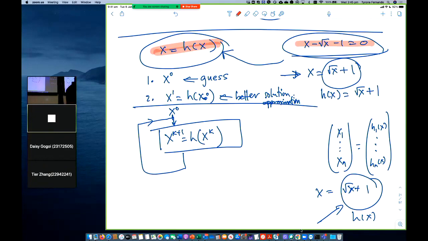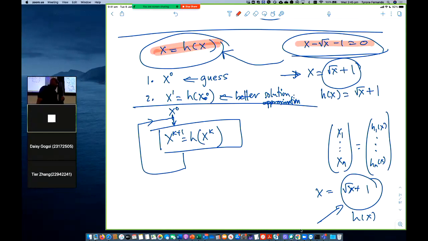When I say the solution to this equation, what are we trying to solve for? We're trying to solve for x. That's what we mean when we say we want a solution: we're trying to find the value of x that will satisfy that equation. So to make things a bit simpler, let's assume that I have an equation like this: x minus root x minus 1 equal to 0. I want to find the value of x that will satisfy that equation. That's a nonlinear equation.